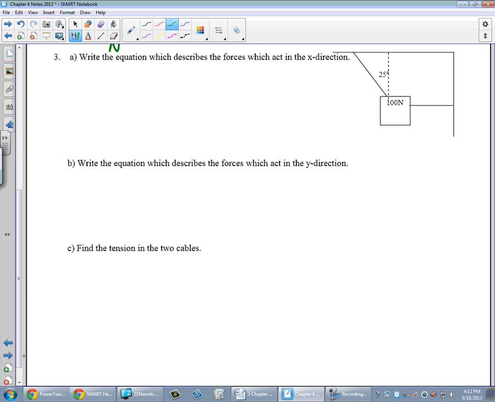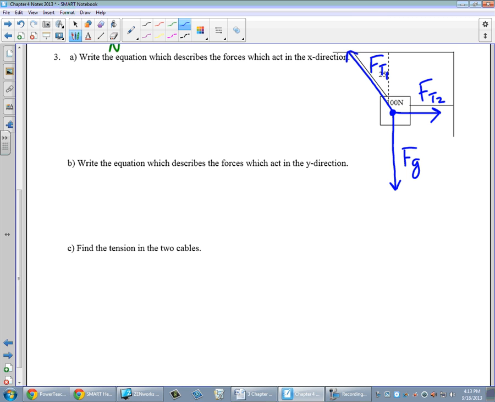Question 3. Write the equation which describes the forces which act in the x direction. Okay, before I do that, I'm going to think about my force diagram for this object, which is suspended. So here I have a 100 Newton object. That's the weight. Fg is 100 newtons. Then we have a tension force up at an angle here. This cable provides tension. I'll call that Ft1, because I have another tension force going to the right, Ft2.